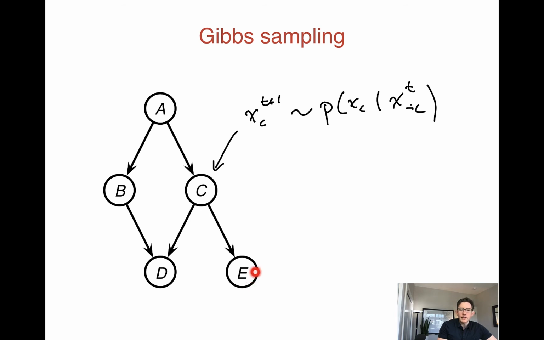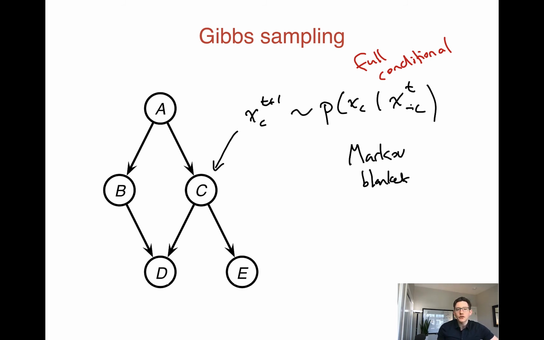The Markov blanket of E would be just C, of D it would be B and C, of A it would be A and B, and so on. That's the Markov blanket. Let's write it down. This distribution here we call the full conditional distribution. That is the distribution of x of c when we've defined a value for everything else.